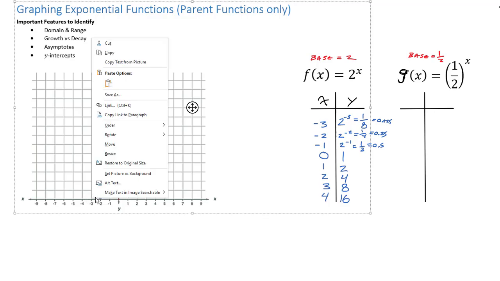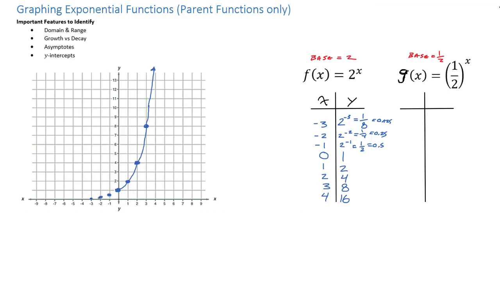Now, what happens as we keep going? As we keep going, smaller and smaller and smaller, right? We go -4, -5, -6. The idea is this thing is going to keep getting smaller and smaller and smaller, right? But it's never going to cross 0, right? It's just going to become smaller and smaller and smaller.